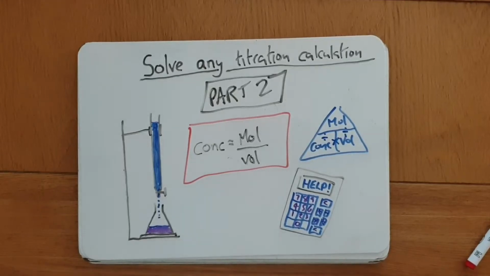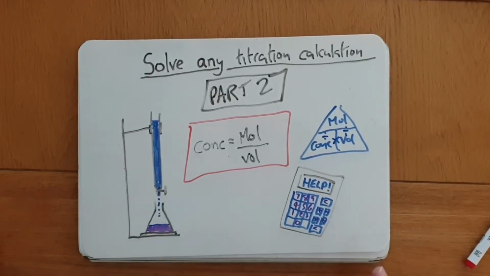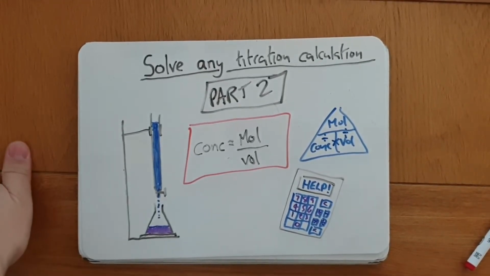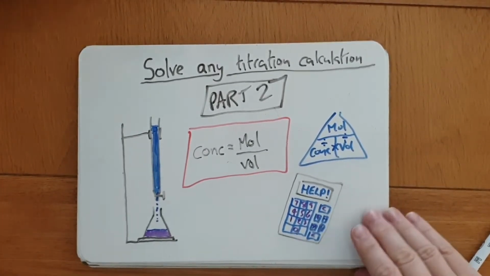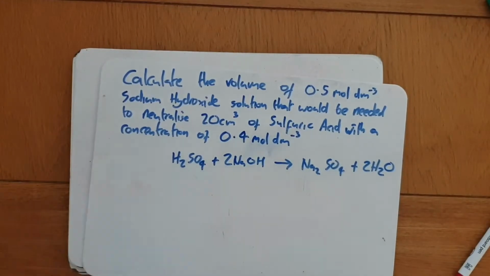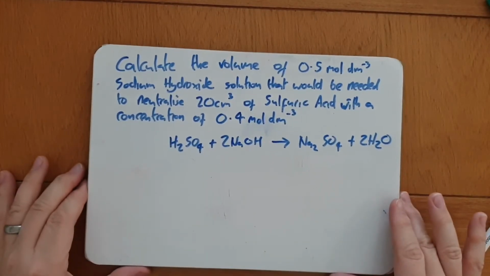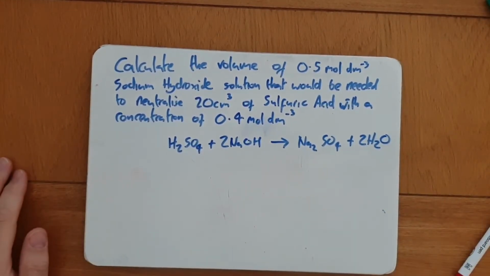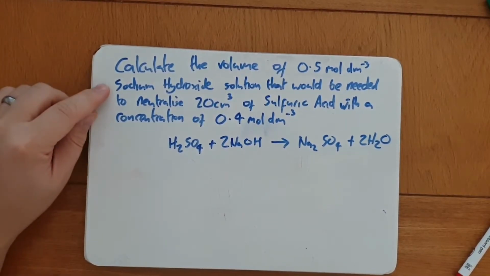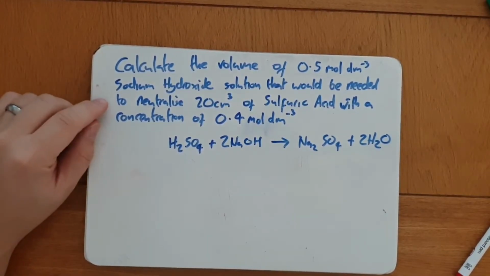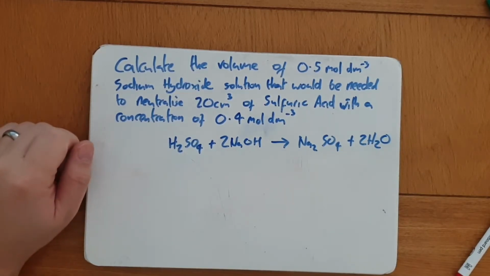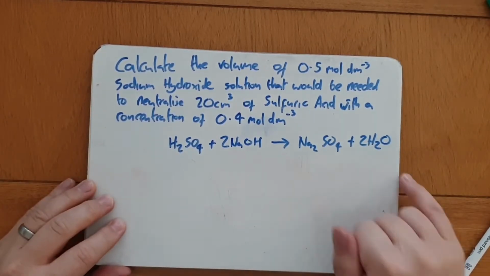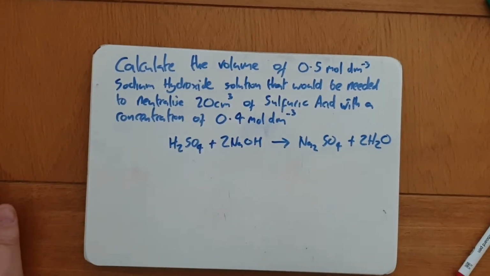Okay, so part two, just going to go through one more slightly different example, and this one is about solving a titration equation. So for this one, we've got: calculate the volume of 0.5 moles per decimeter cubed sodium hydroxide solution that would be needed to neutralise 20 centimeters cubed of sulfuric acid with a concentration of 0.4 moles per decimeter cubed, and they're giving you the balanced equation there.